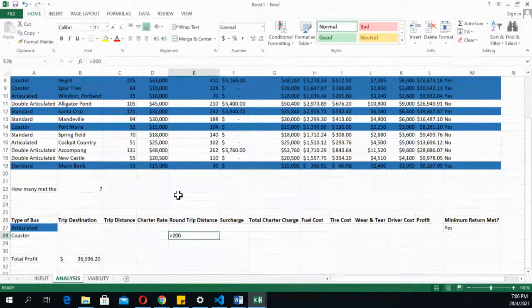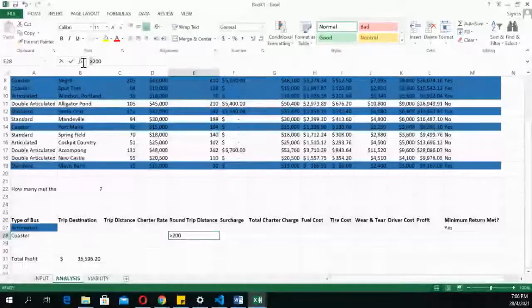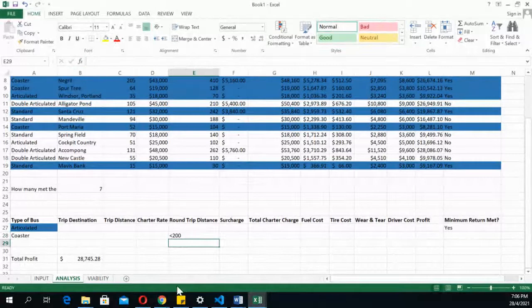So if we change anything here, say we change this to less than 200, then the profit is going to change. If we change this from cost to something else, that is going to change.